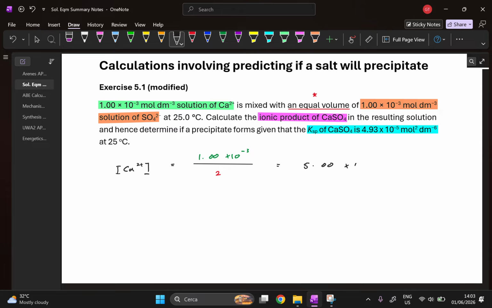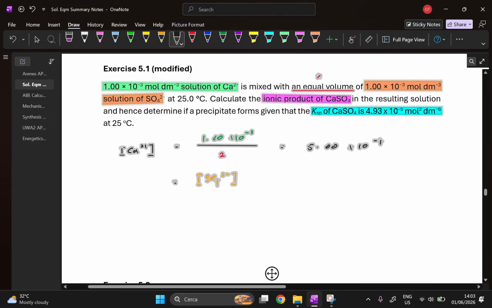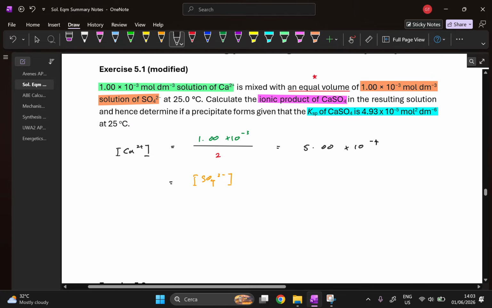So this simple division is going to give you 5.00 times 10 to the minus 4. And what do you notice? The same can be said for SO4, right? Because SO4 is also this concentration, is also added to an equal volume. And so therefore, this is also going to be the instantaneous concentration right now of sulfate ions in aqueous solution. So IP has the same expression as KSP, and it's just going to be the instantaneous concentrations.